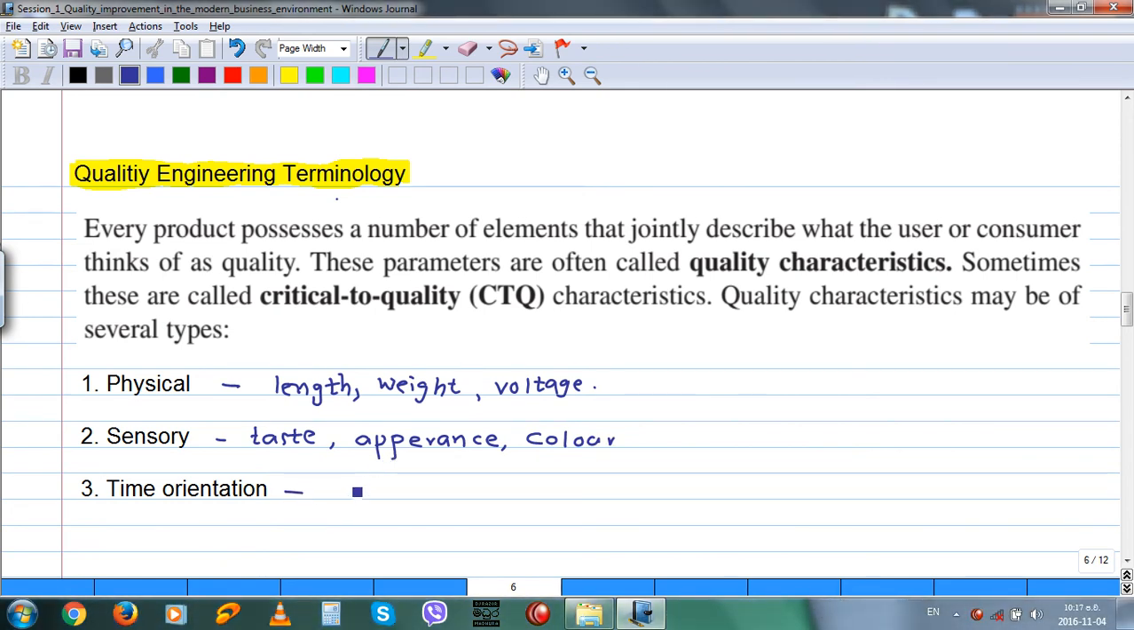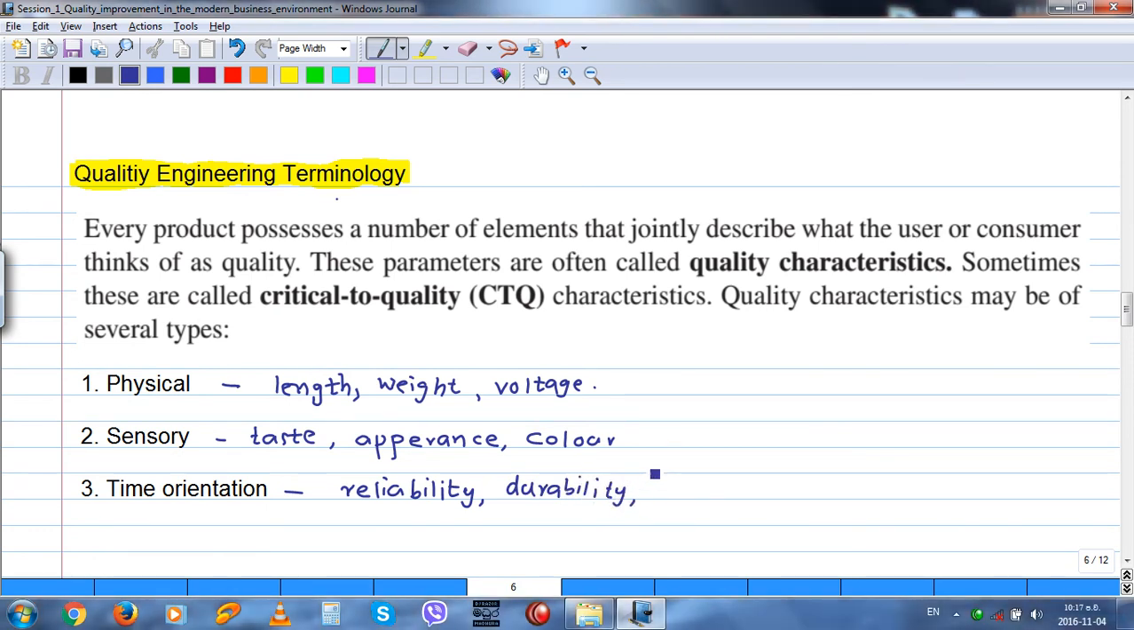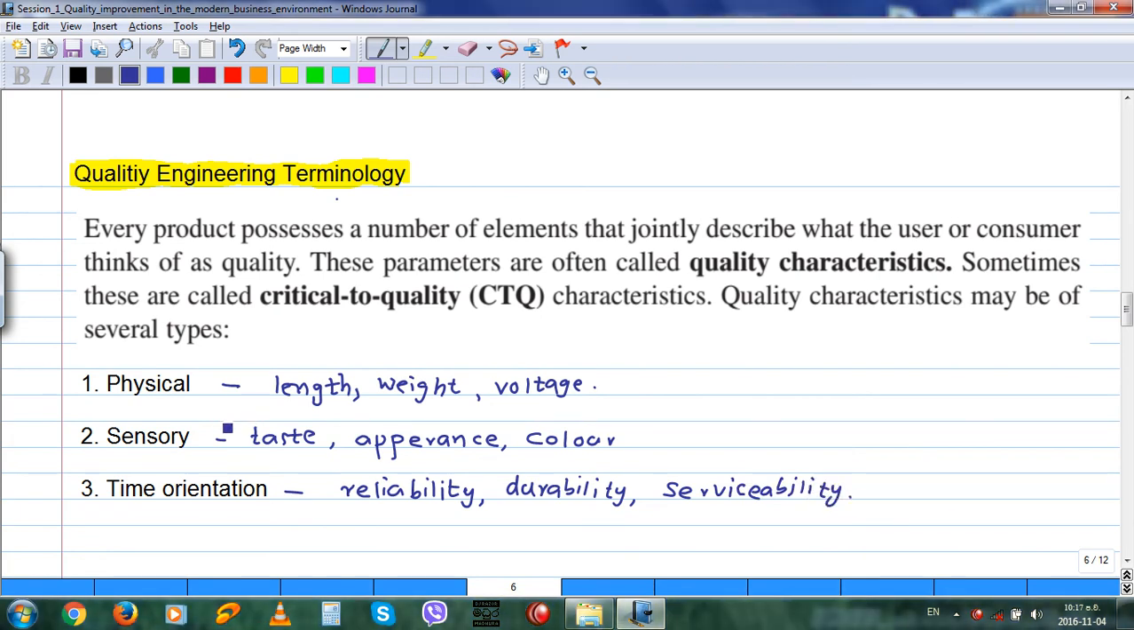And also the time orientation, that is reliability. We talked about those things earlier. Reliability, then durability and serviceability. They are the quality characteristics.